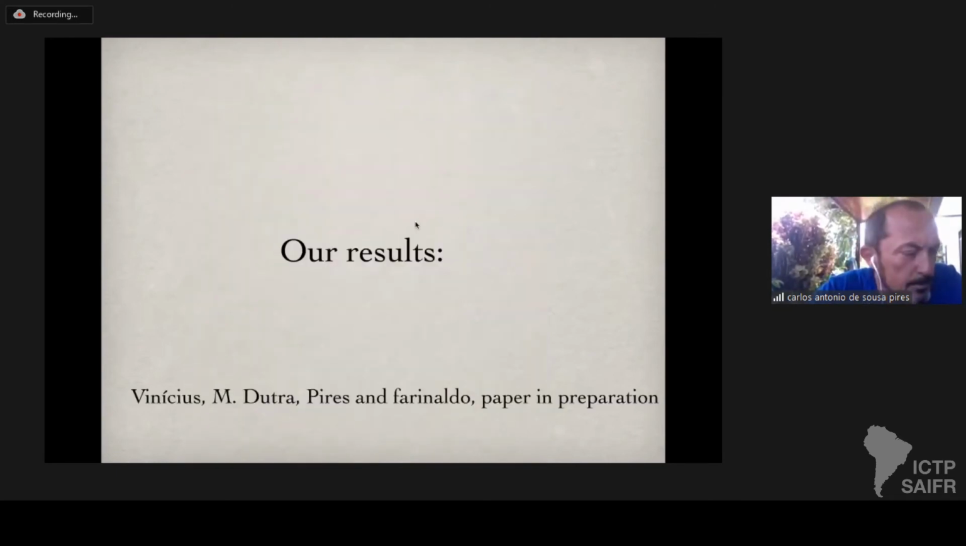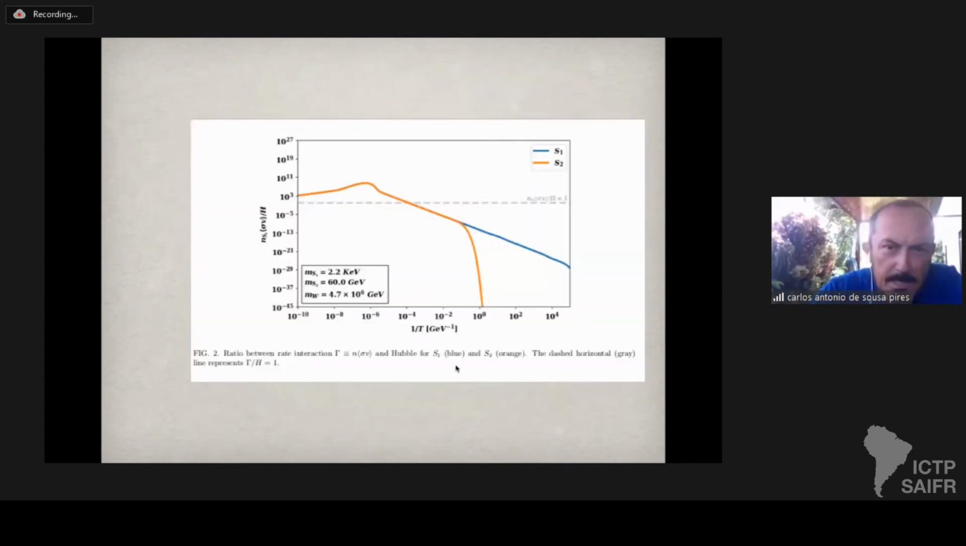So let me go to our result. This paper, we have finished this paper. Vinicius is a master student here in Paraiba. Dutra is a postdoc in Canada, and he is Farinaldo. Okay, our result. First of all, this is the temperature of decoupling. S1 and S2 decouple practically at the same temperature.